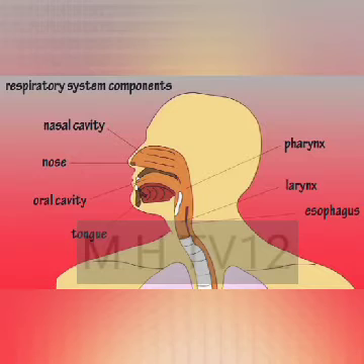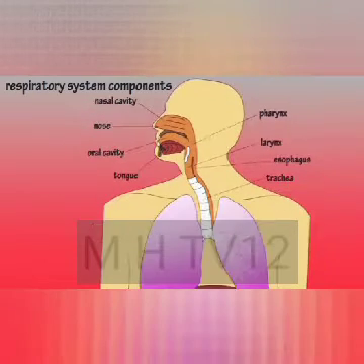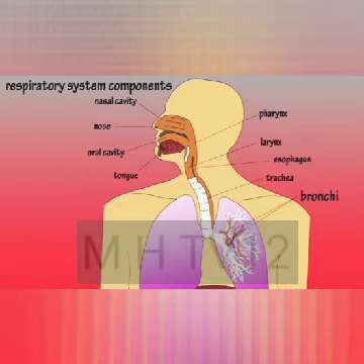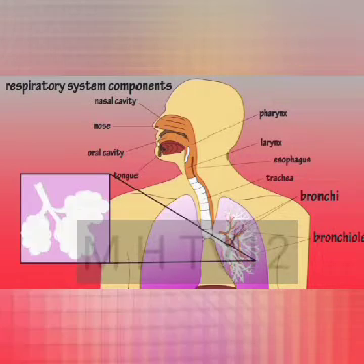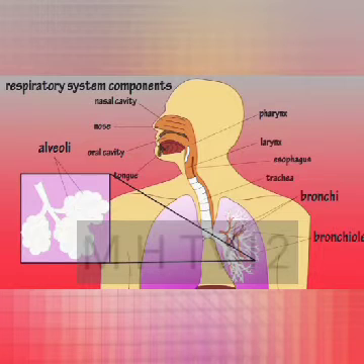The esophagus is not part of the respiratory system, and I'll get to why I put it in the diagram in a minute. Next we have the larynx, which is also called the voice box because the vocal cords are located here. The trachea, also called the windpipe, is here, and it connects to the bronchi, which merge into smaller tubes called bronchioles. And the bronchioles connect to tiny air sacs called alveoli. And then down here is the diaphragm.